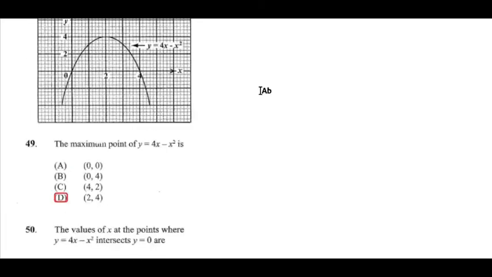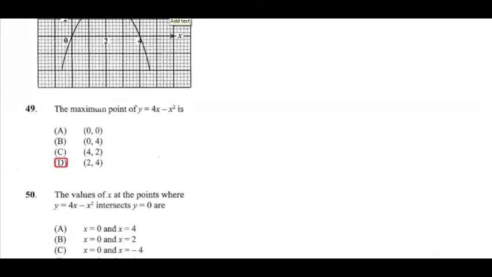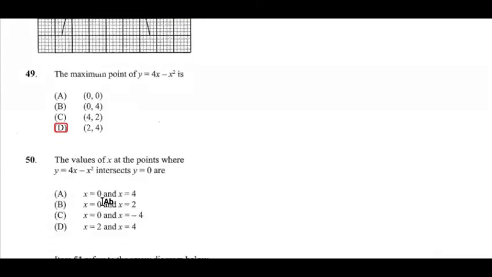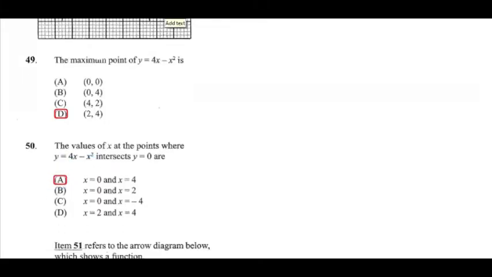So 50, the values of x at the point where y equal to 4x minus x squared intersects y equals 0 are. So the points where it cuts the x-axis, so this is the x-axis, so it is this point and this point. So these points on the x-axis are at 0 and 4. So let's look at which answer corresponds with that. So x is equal to 0 and x is equal to 4. So our answer for 50 is A. And we are moving nicely along.